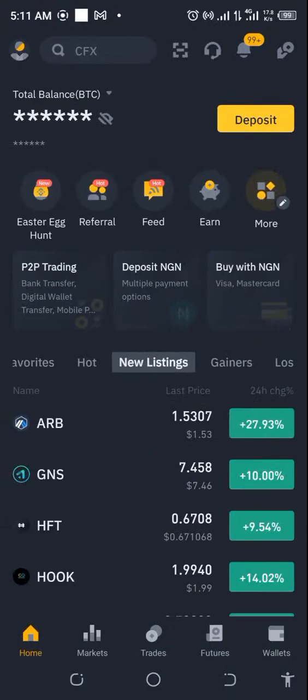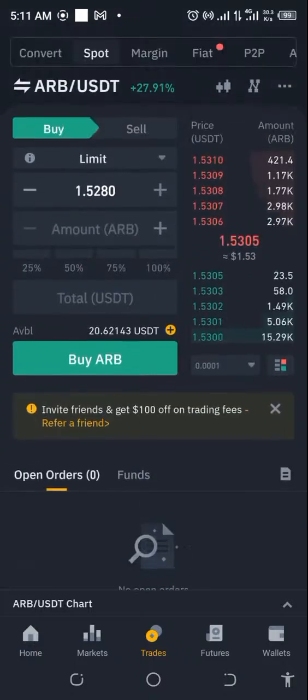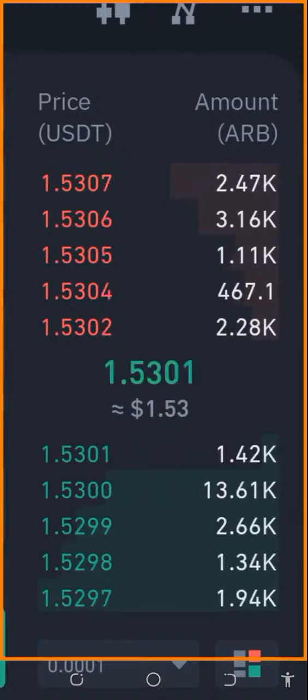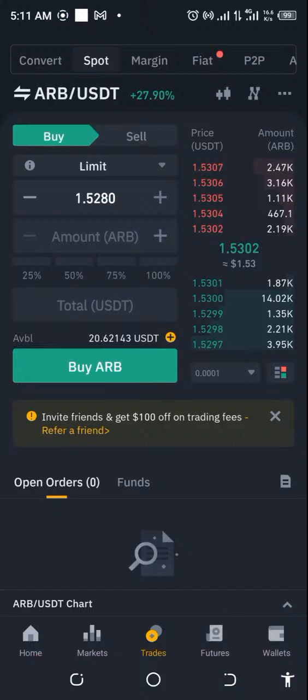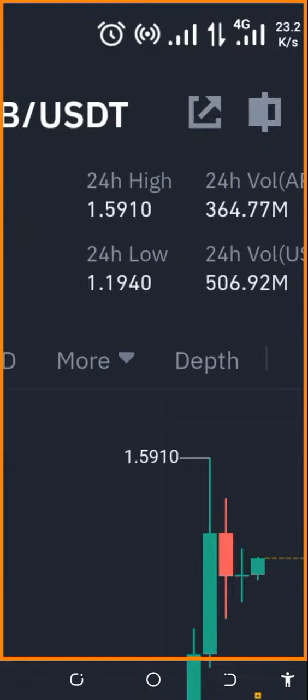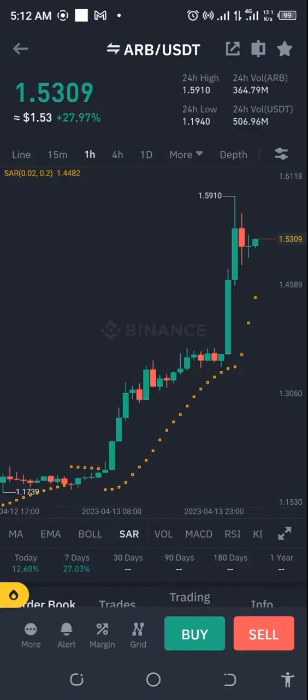So let's go back in here. As you can see, looking at it, it's still pumping, right? And look at the order book. You can see that it's still very alive and very active. These are the things you need to make sure exist when you're doing your spot trading. Let's look at the 24-hour high. The 24-hour high is $1.59. The 24-hour low has shifted upwards to $1.19. Just pick a very good middle space, not the extremes, right? And then make sure that you work with your target.